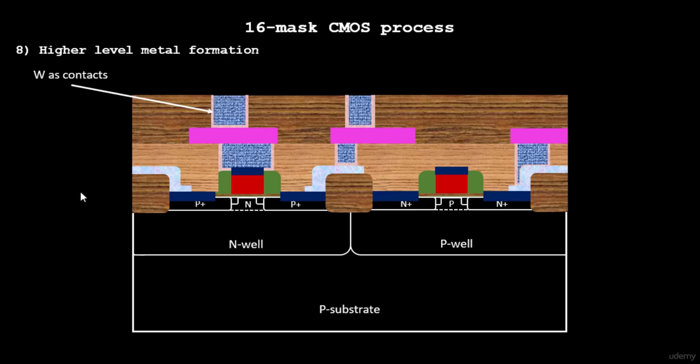Now what we want is for this contact to be coming up. For example, if you consider this as the drain of your PMOS and NMOS, we want the source to be coming out, we want this source to be coming out, and we want one of the drains to be coming out for the output.